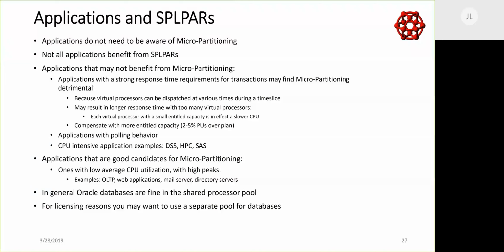The good candidates for micropartitioning are the typical applications that we run all the time. Our databases, our web applications, mail service, directory services, all that kind of thing. So most of the things that you're going to be running, you're going to have no problem running in the shared processor pool. But just be aware that not everything will run really, really well. So if you have an application like SAS or high performance computing, you may want to try it both ways and see which way performs better.